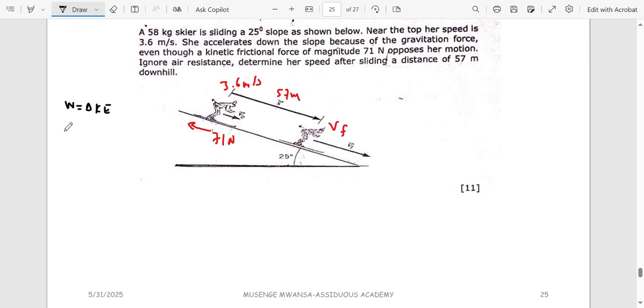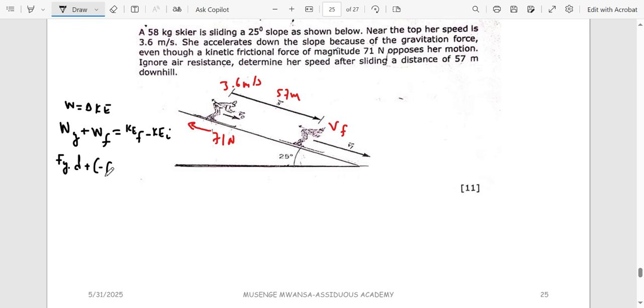So when it comes to the work, we have work due to gravity, because the gravity is putting this person downwards. We also have work because of friction, and this will be equal to the change in kinetic energy, which is kinetic energy final minus kinetic energy initial. The work done by gravity, remember work is force times distance, so I can say Fg times the distance plus work done by the friction is friction itself.